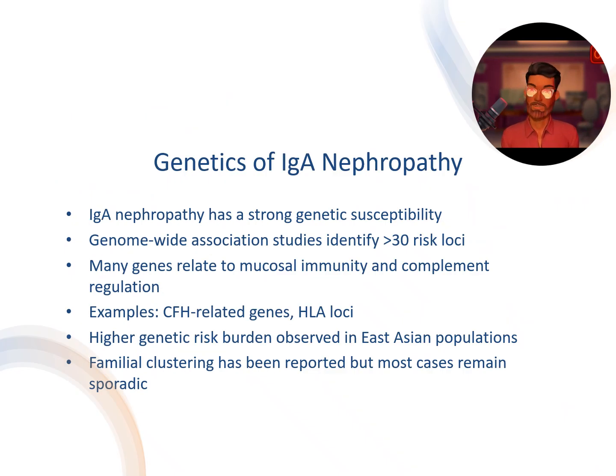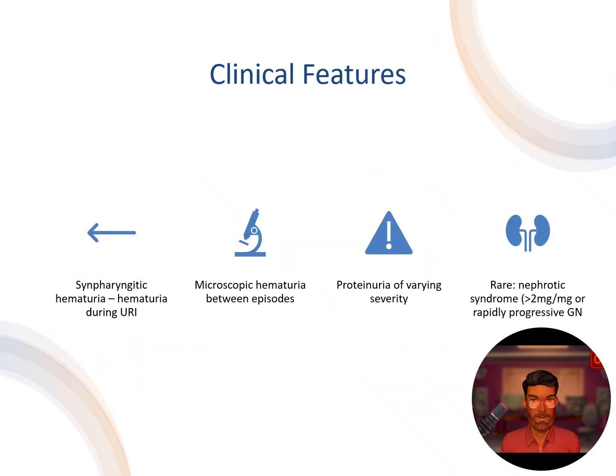Interestingly, IgA nephropathy does have a strong genetic component. Many of the genes are related to mucosal immunity, which makes sense as mucosal surfaces is where IgA nephropathy is active. While there are genetic factors, most cases are sporadic, meaning a patient can have the disease even when there's no family history of IgA nephropathy.